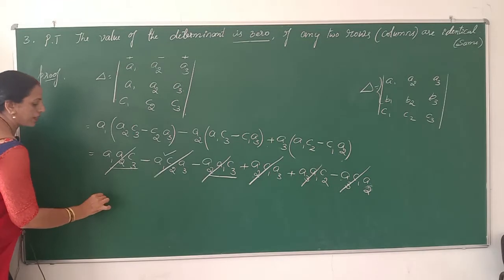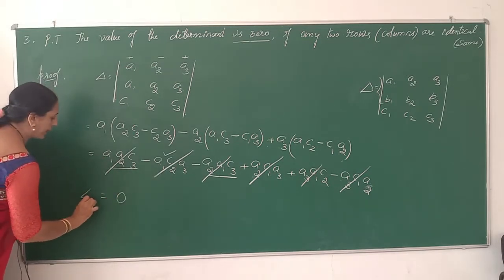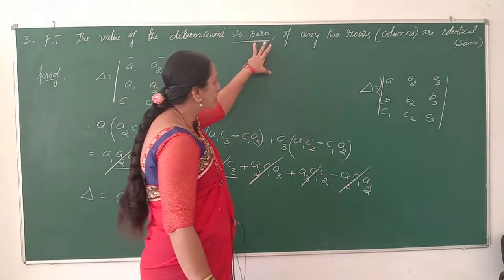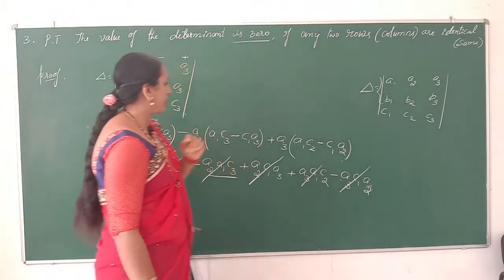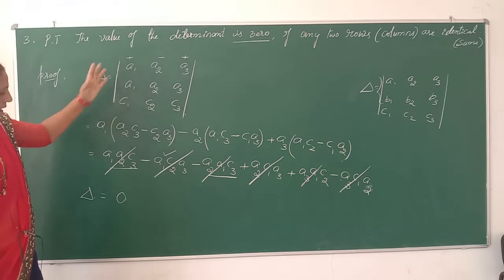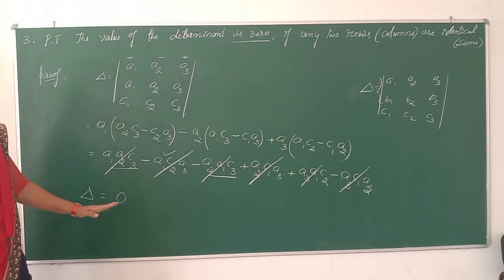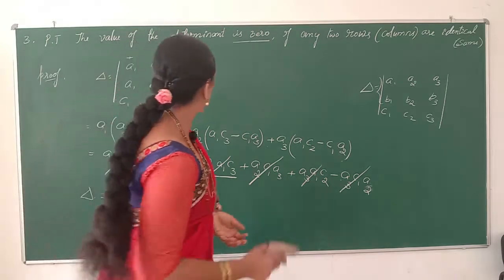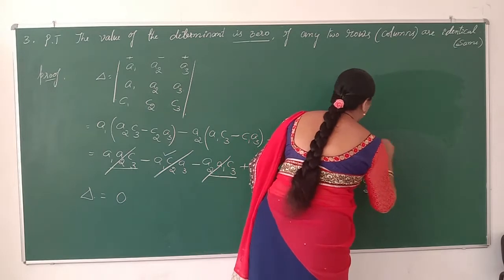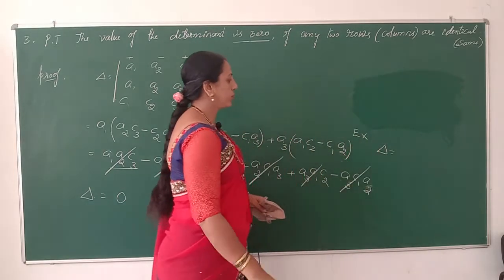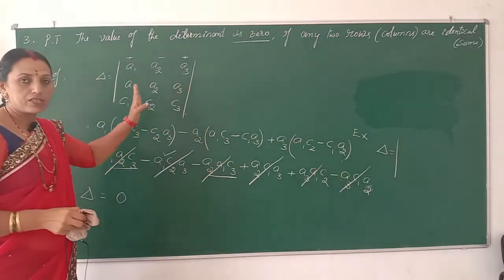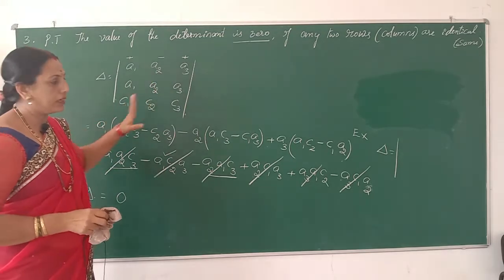So if all the elements of the expansion get cancelled, the value of delta is equal to 0. So that is the value of the determinant is 0 if any two rows or columns are identical. Now we consider the first and second row elements to be identical, to prove that the value of the determinant will be 0. Here is one example for determinants. Delta will be considered in the form of some numerical numbers. Numerical numbers are considered only in the example, but not in the general form. The general proof always depends on the general elements of the matrix.